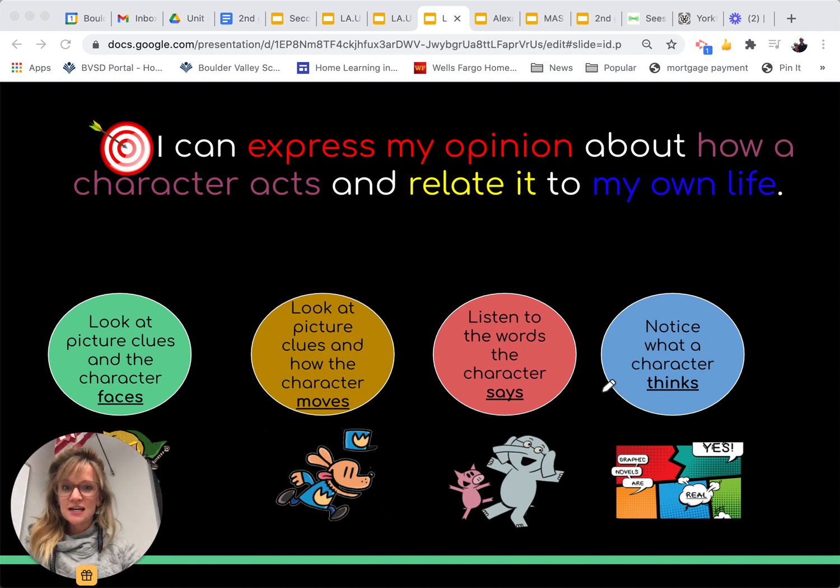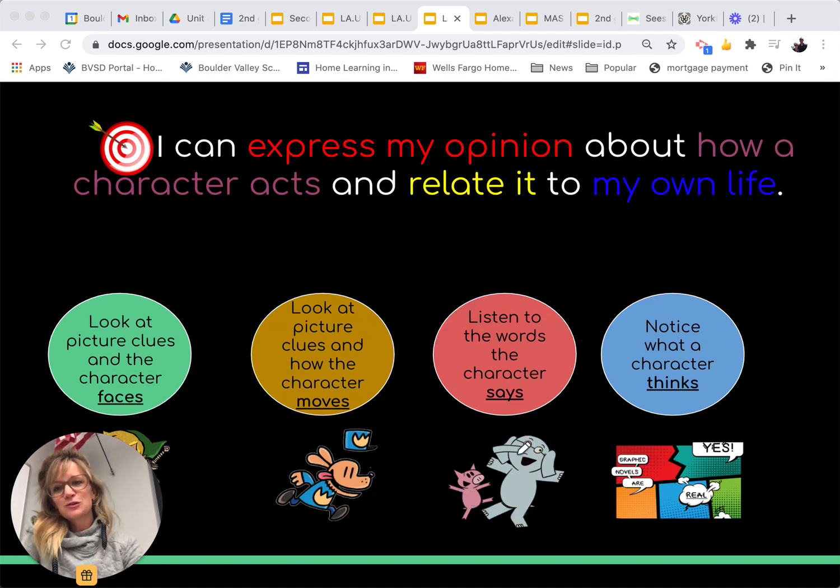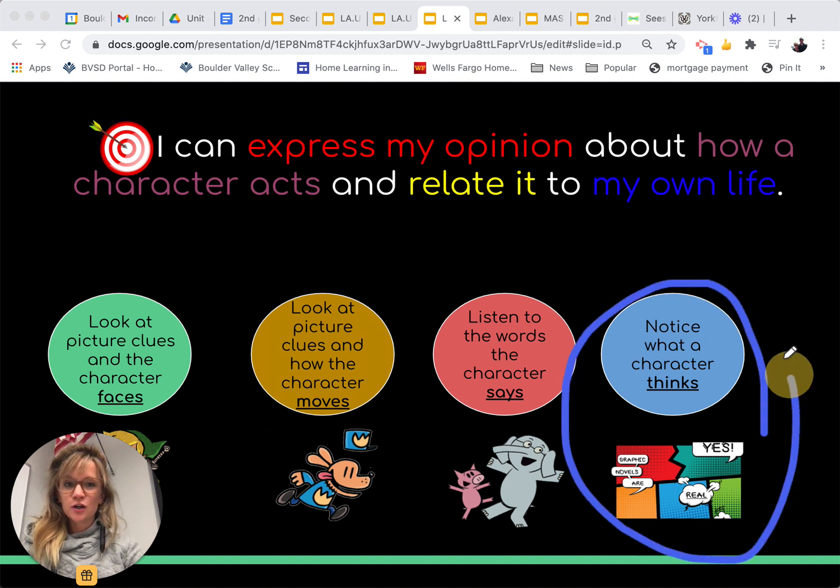Number 3, I want you to listen to the words the character says. I chose Elephant and Piggy as our example because they do a lot of talking back and forth. So it might be in a graphic novel that you see a speech bubble. You might be able to notice the character talking, or it might be talking marks in your words. But if you look and listen carefully to a character's words, you can learn a lot about their actions and how they're feeling. And number 4, readers, I want you to notice what a character thinks.